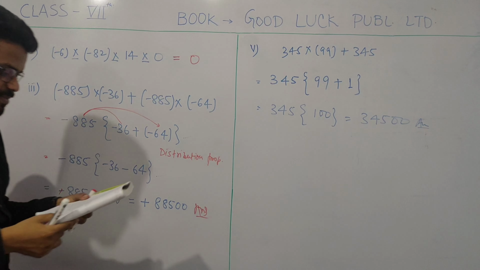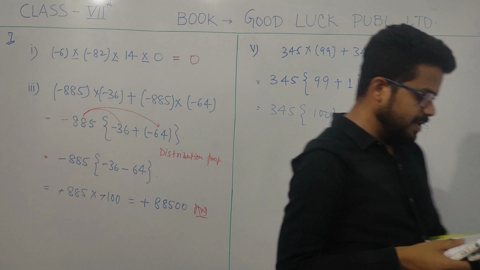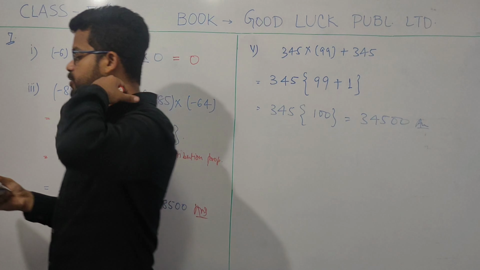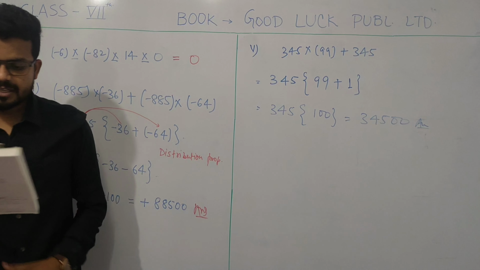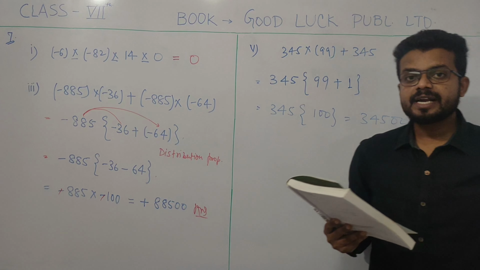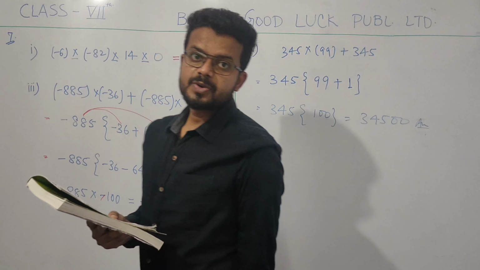Okay, this is question number 7. Now come to question number 8. State whether the following statements are true or false. The first one is, to get the opposite of an integer, we have to multiply it by 1. No.